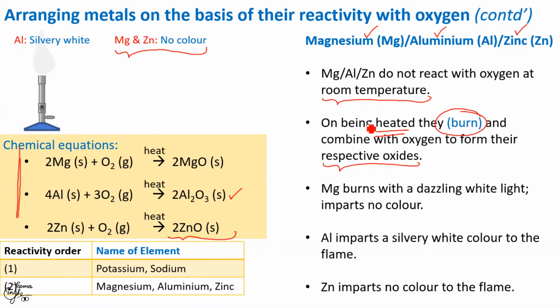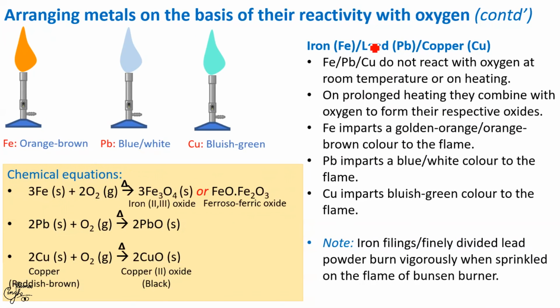The next metals to rank or rate are iron, lead, and copper. All these metals do not burn in air at room temperature or on heating, but on prolonged heating. What do we mean by prolonged heating? It means heating the metal for a long time. They react with oxygen to form respective oxides.